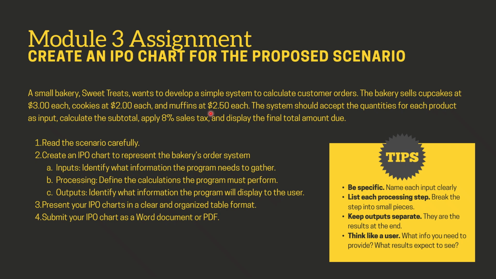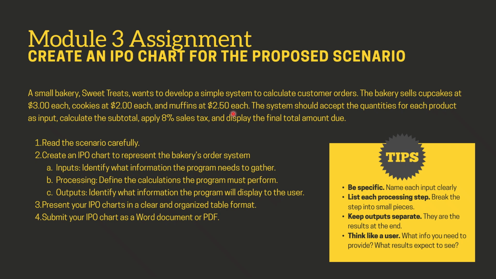For processing, our system is going to multiply the number of cupcakes by $3. Then we're going to do the same thing for the number of cookies, multiplying it by $2, and multiply the number of muffins by $2.50. Once it does that, it has to add all of those up. That's also part of the processing. It adds them up to become our subtotal. So the subtotal equals cupcakes plus cookies plus muffins.